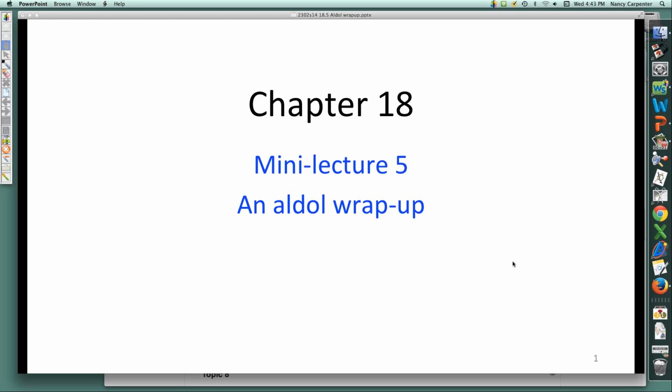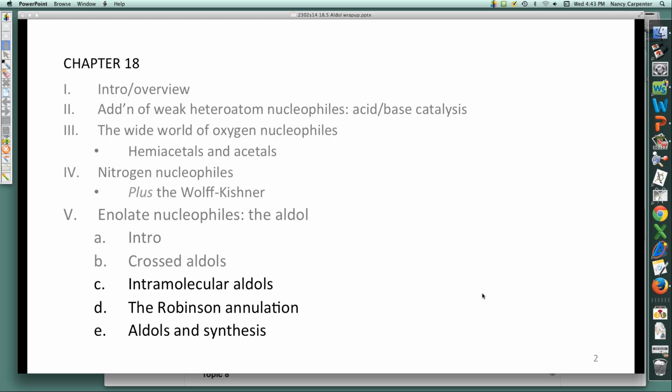Okay, this is going to do it for Chapter 18. We'll wrap up this hell of a chapter with a little bit of a wrap up on the aldol and some synthesis stuff. So, when last we left you, we had just talked about that mess that is crossed aldols that we have now learned that you can control by judicious choice of conditions.